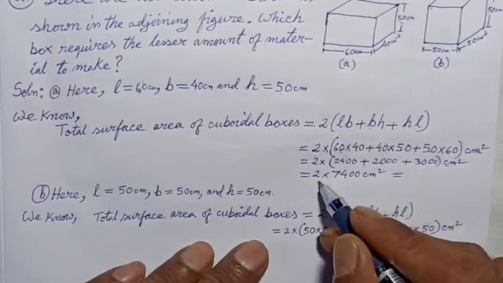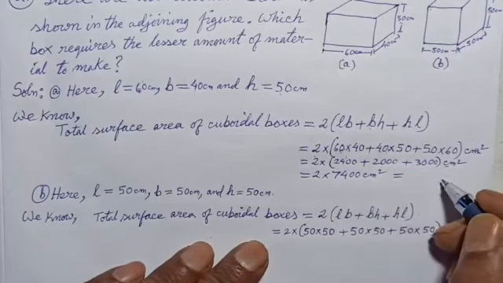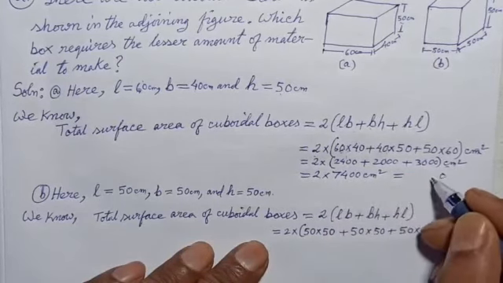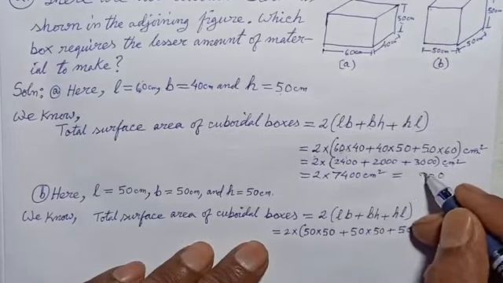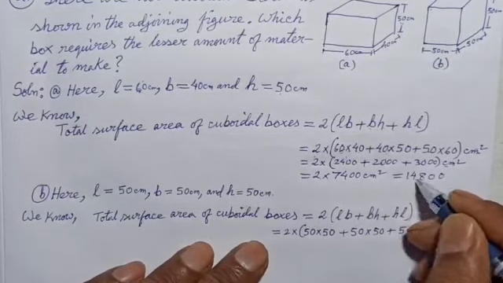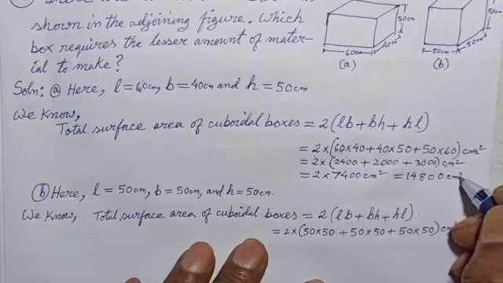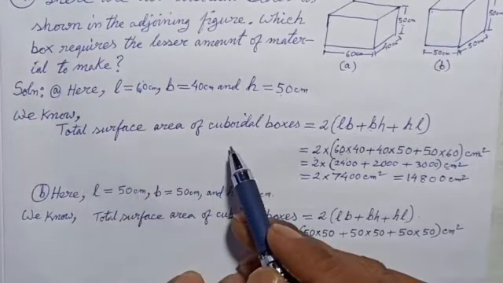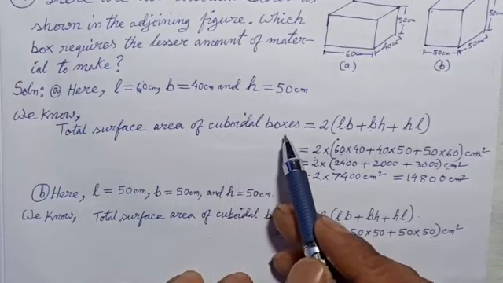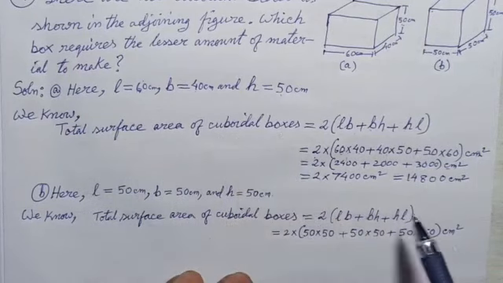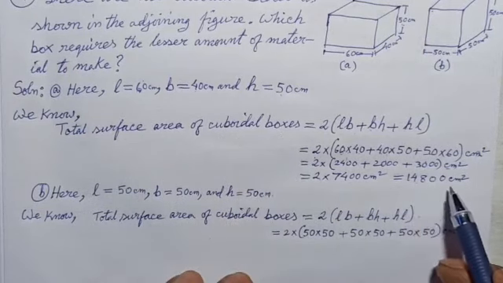Now let us multiply by 2. 2 times 0 is 0. 2 times 0 is 0. 2 times 4 is 8. 2 times 7 is 14. And the unit is centimeter square. So we are getting the total surface area of cuboidal box A is 14,800 centimeter square.